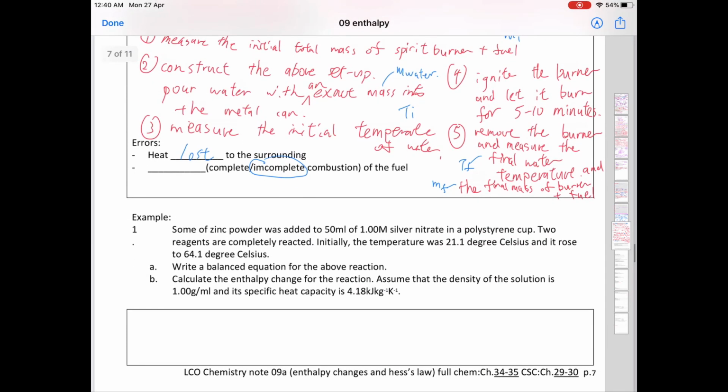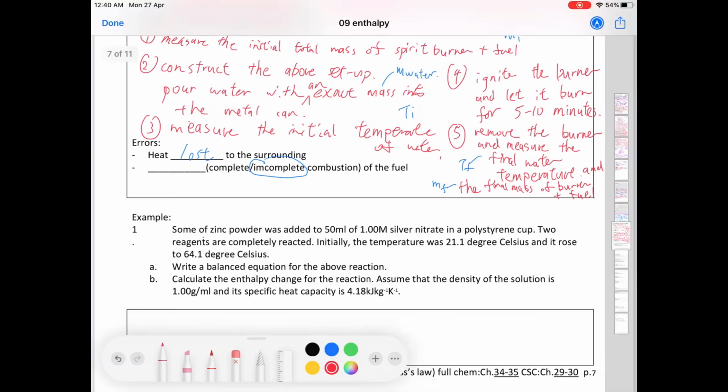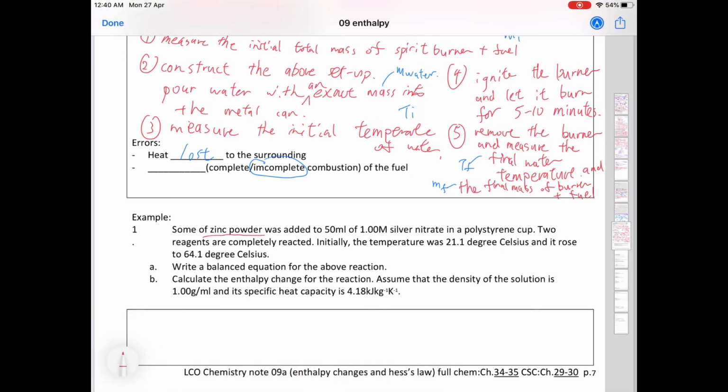And let's try one example together. In this case, zinc powder is put inside some silver nitrate solution, and obviously it should be a displacement reaction, and again it is an exothermic reaction. And part A, easy, right? Zinc reacts with 2 AgNO3 to form zinc nitrate and 2 silver metal.